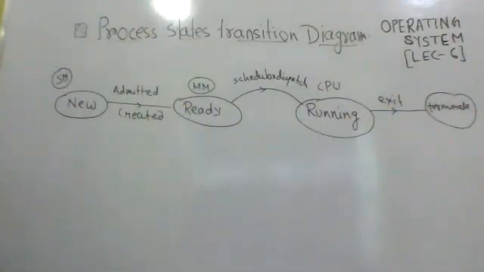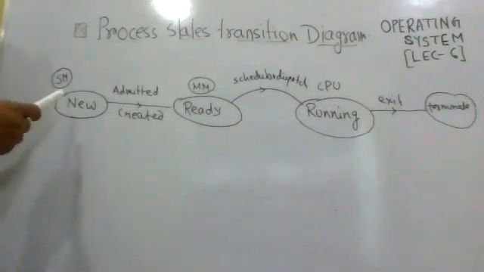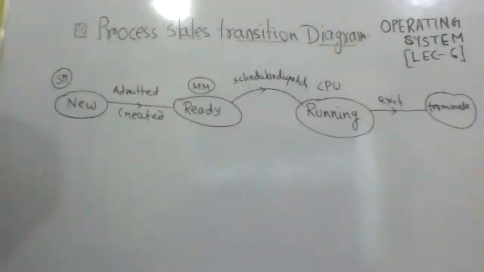After completion of the process, we have to terminate it. So this is the simple diagram. Here we have a minimum of 4 states. This is the simplest way through which a process can terminate: new, ready, running, and terminate. So a process can have a minimum of 4 states.